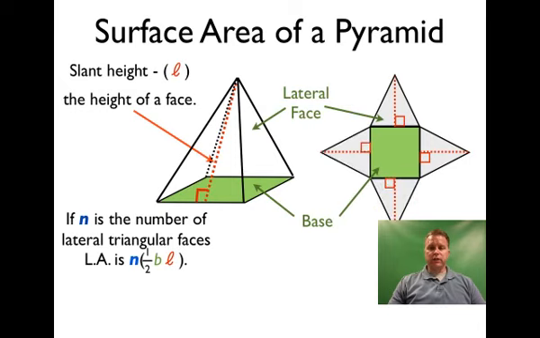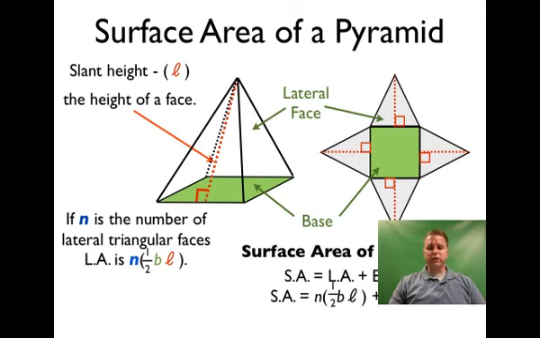And if it helps you, you could think of it as kind of looks like a ninja star or a flower or whatever. But you've got 4 triangles, and then you have the base, which is a square. So the surface area of a pyramid could be found by taking the lateral areas, which is the sides of the pyramid, and adding the base to it. So the formula for that would be n, which is the number of faces, times 1/2 times the base times the slant height, added to the area of the base.